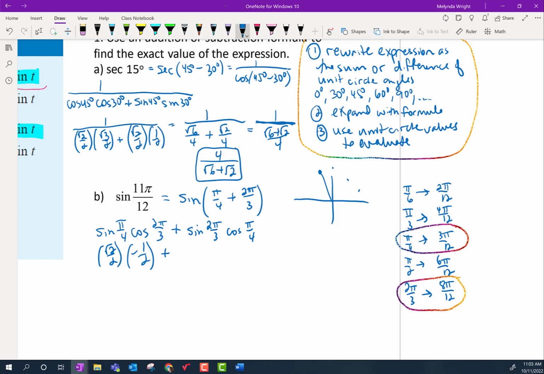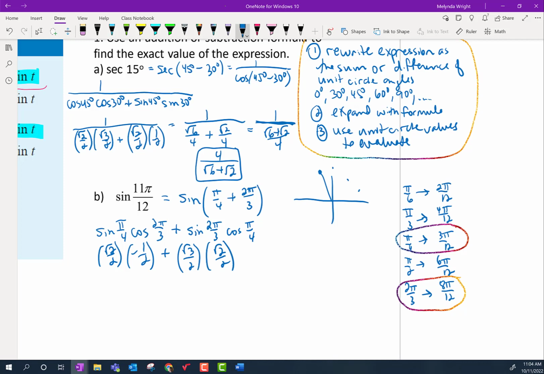All right, so then sine of 2 pi over 3, okay, so sine is taller, it's y, it's bigger along the y-axis, and sine is positive in the second quadrant, so this is going to be root 3 over 2. And then cosine of pi over 4 is nicely root 2 over 2. Okay, so we just did step 3. We used the unit circle values to evaluate.